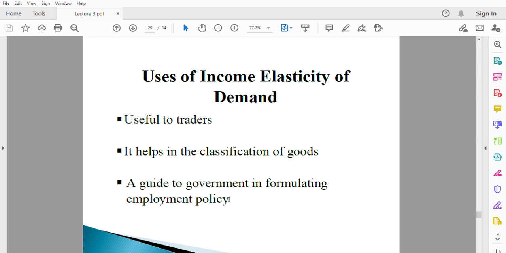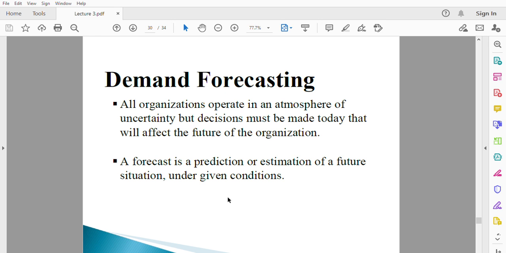Right. So we are drawing the curtains down, but I want to talk about demand forecasting. Have you heard the word forecasting before? Demand now is familiar, but have you heard the word forecasting before? Forecasting is predicting into the future. What will happen if I make this decision? So all organizations operate in an atmosphere of uncertainty. No one has gone into the future and has come back.